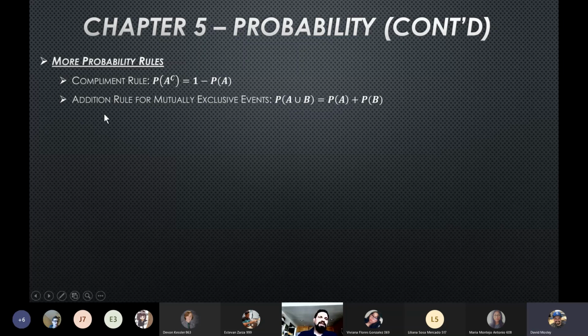Okay. Addition rule for mutually exclusive events. So this is when two events are disjoint. The probability of A union B, or the probability of A or B, is equal to the probability of A plus the probability of B.